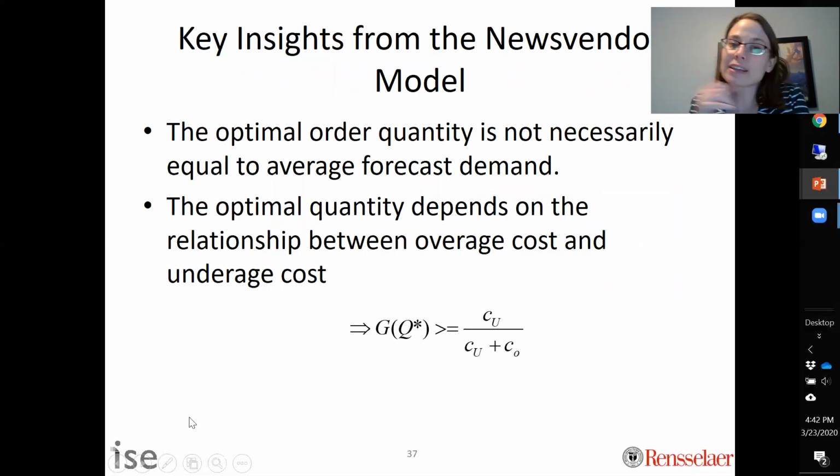So some key insights from the Newsvendor model is that the optimal order quantity is not necessarily equal to the average forecasted demand. Instead, the optimal quantity depends on this relationship between overage cost and underage cost. And as long as we set Q star using this critical ratio, we will maximize the expected profit of our situation.